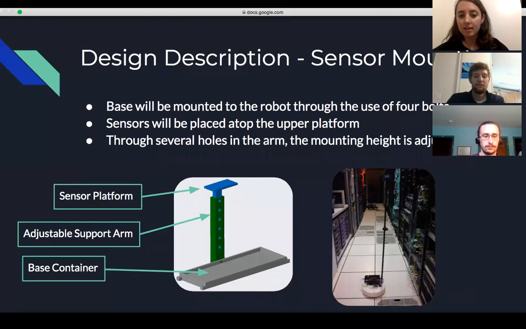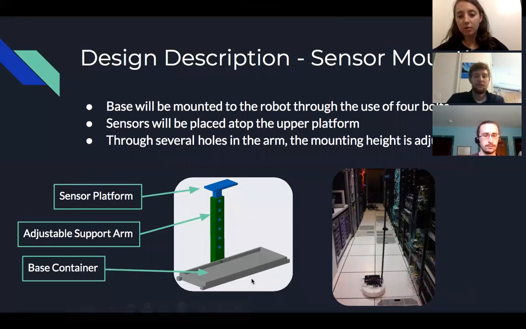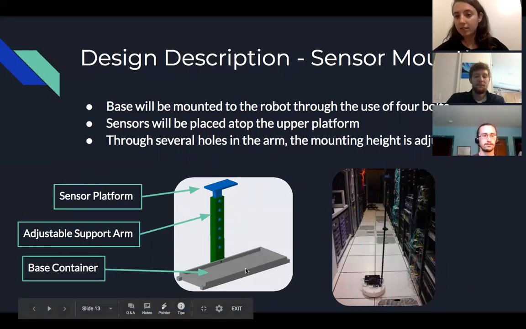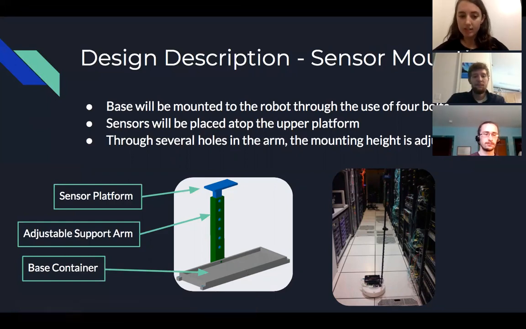You can see it in the image on the bottom left here, starting with the part on the bottom, the base container in gray. This is going to be what's holding the Arduino and also what's drilled into the iRobot Create at the specified drilling locations, which Alex had mentioned. Connected to this in green is the adjustable support arm, and then in blue the sensor platform. Each of the sensors will run along up this arm and be placed atop the sensor platform.